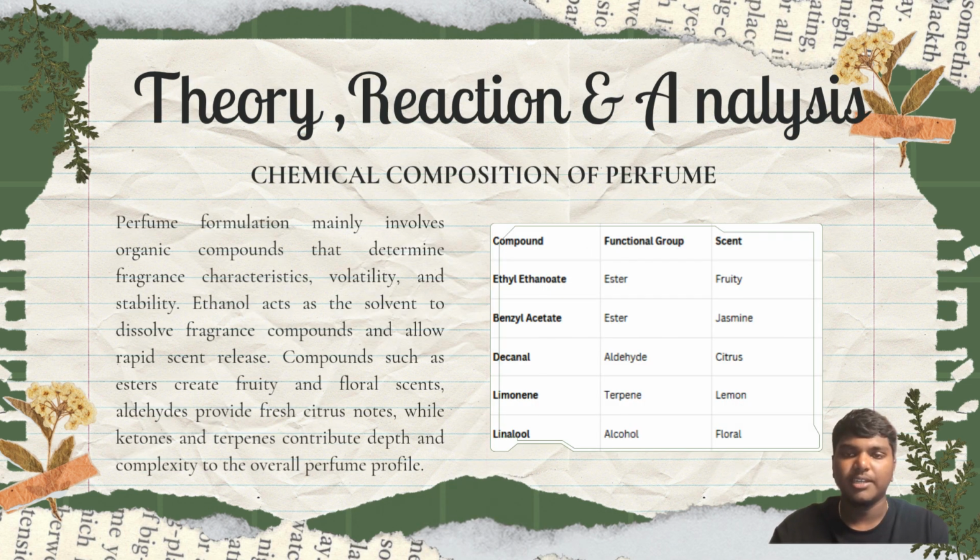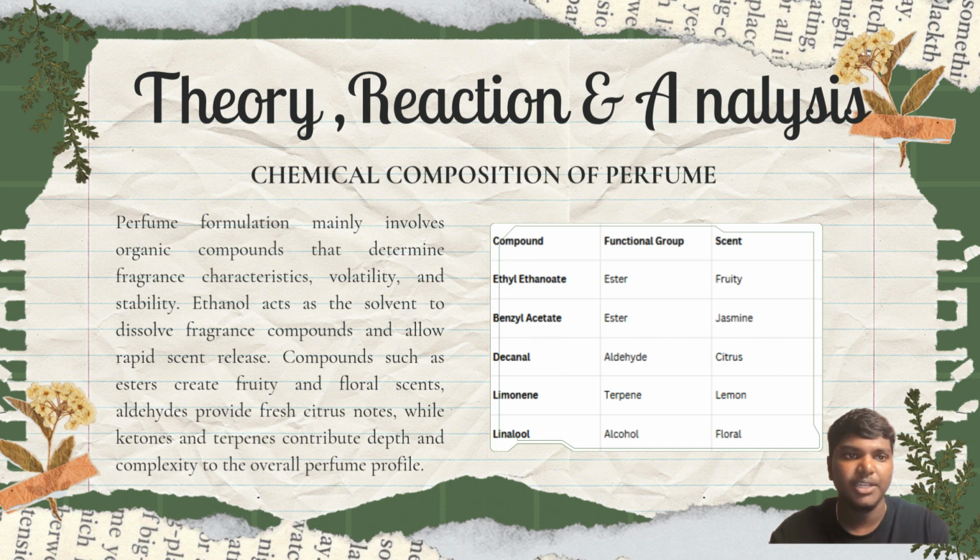So for this slide, I will explain the chemical composition of perfume, also known as the involvement of organic chemistry in perfume. Perfumes are mainly made of organic compounds such as alcohols, esters, aldehydes, ketones, and terpenes. Ethanol acts as a solvent, while compounds like esters provide fruity and floral scents. Aldehydes and ketones add freshness and complexity to the fragrance. By combining these compounds in suitable proportions, perfumes can be unique, stable, and long-lasting.